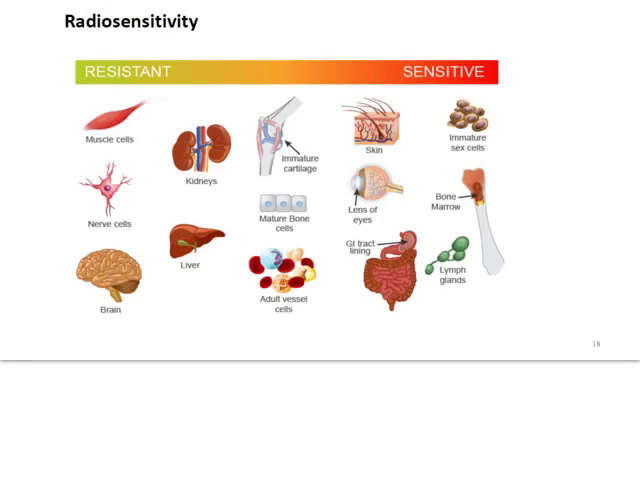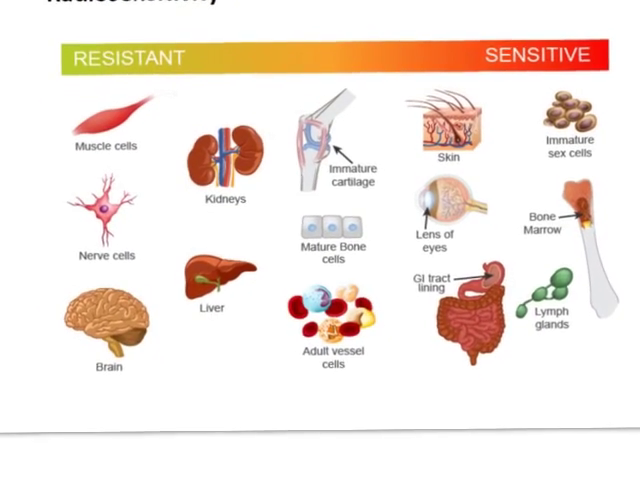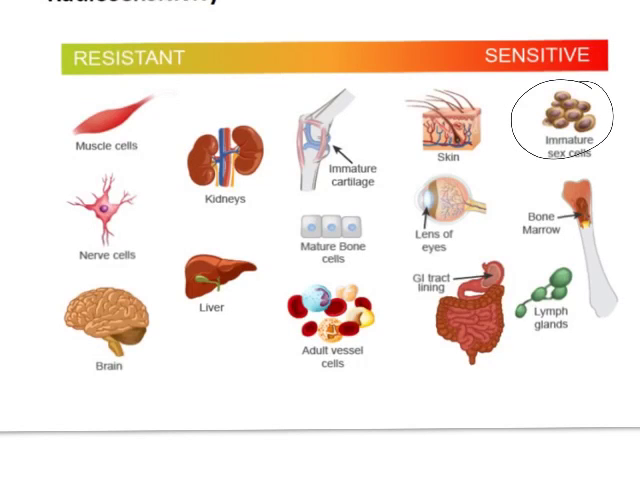So here is a chart of the radiosensitivity of cells. I think we've seen this once before. But over here we have things that are fairly radioresistant. On the right side we have things that are fairly radiosensitive, right? So immature sex cells, very radiosensitive. Bone marrow, stem cells, very radiosensitive. The skin, very radiosensitive. We've already talked about how radiation can cause erythema, reddening of the skin, and epilation, loss of hair. That's also in the skin, right?